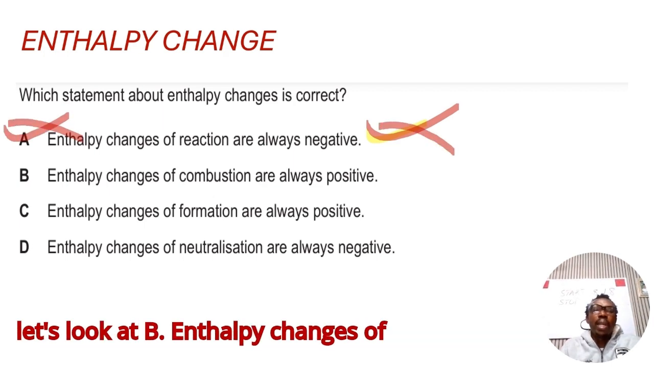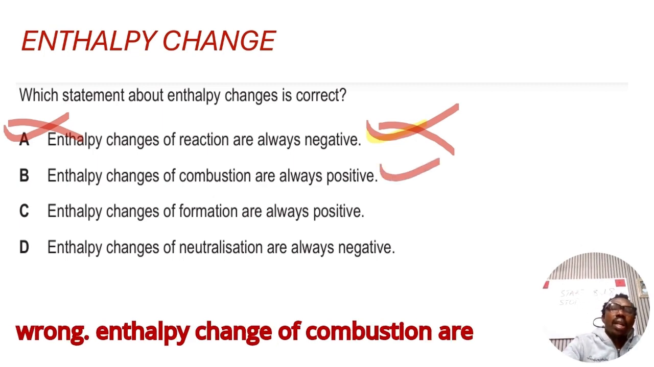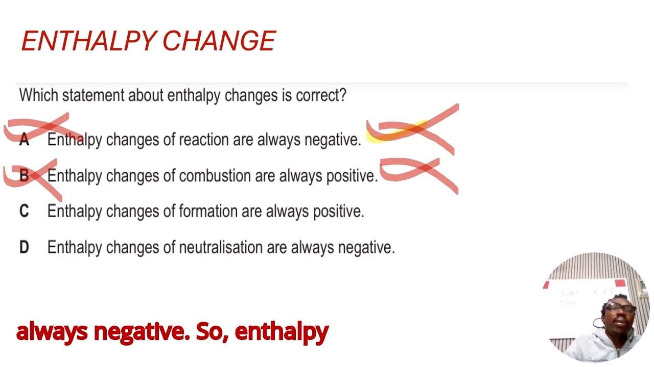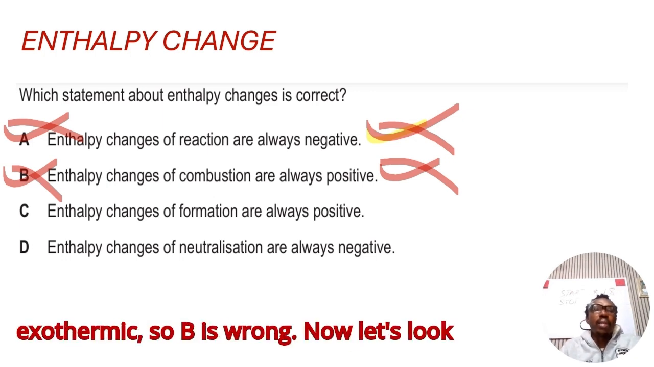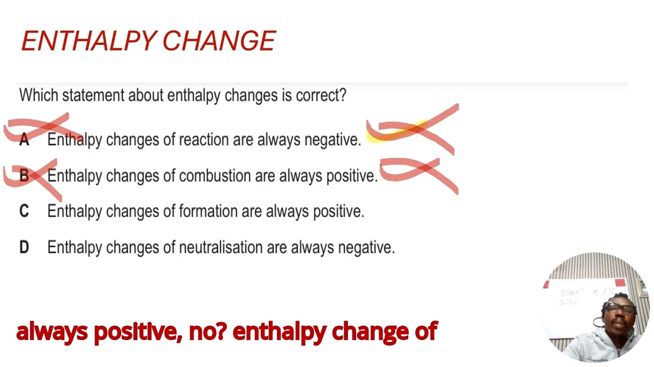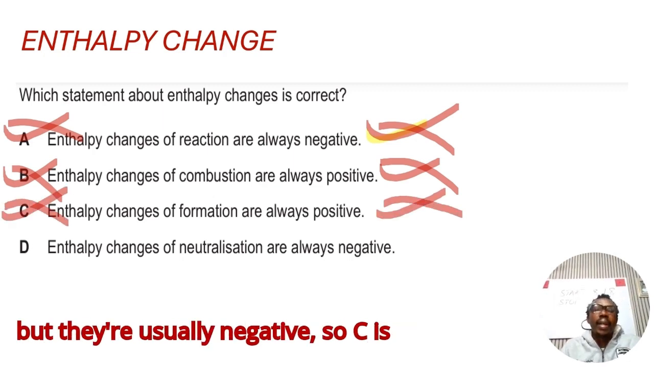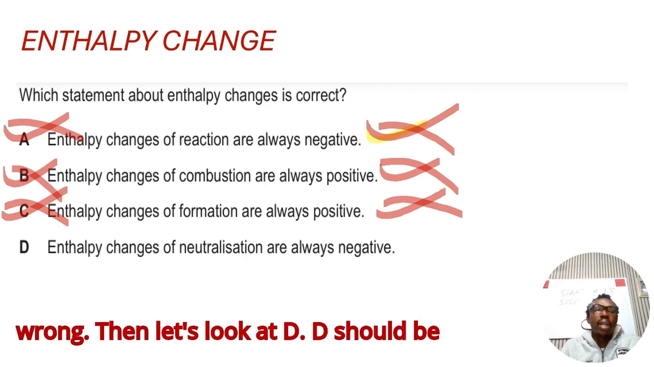Then let's look at B. Enthalpy changes of combustion are always positive. No, B is wrong. Enthalpy changes of combustion are always negative. So enthalpy changes of combustion are always exothermic. So B is wrong. Now let's look at C. Enthalpy changes of formation are always positive. No. Enthalpy changes of formation can be positive or negative, but they are usually negative. So C is wrong.